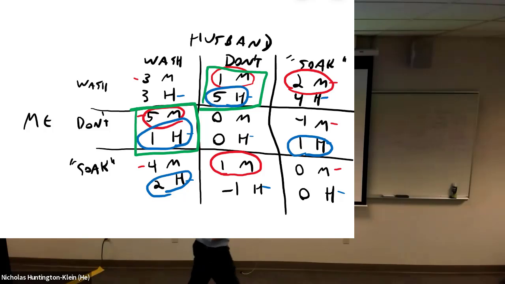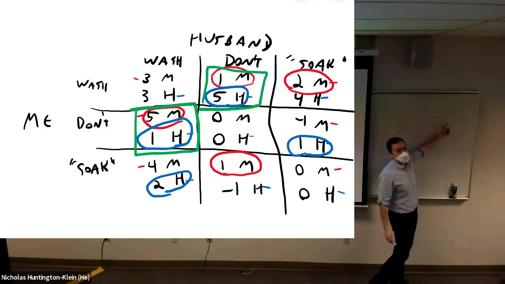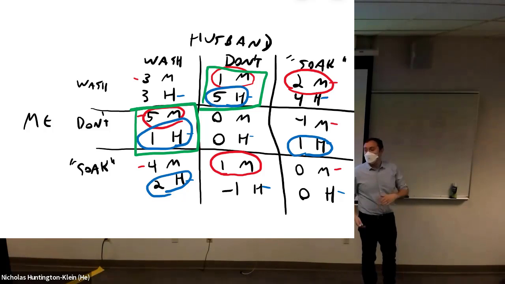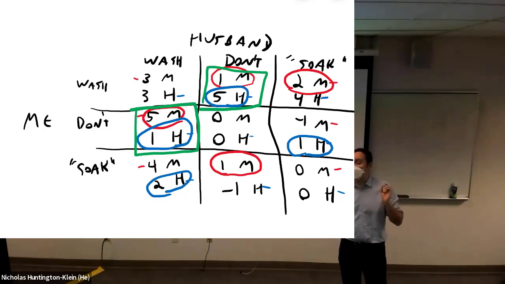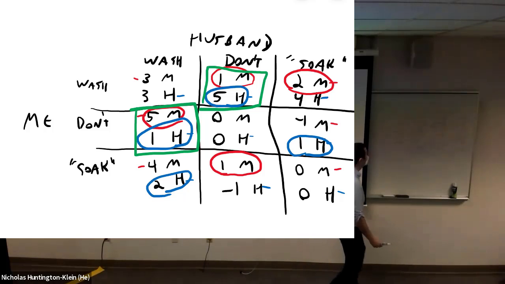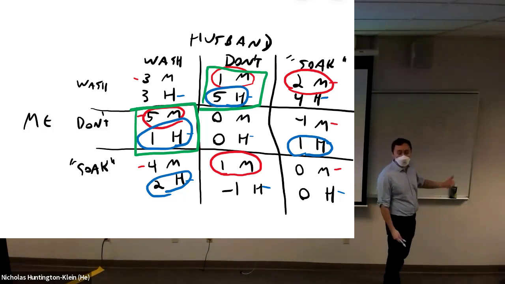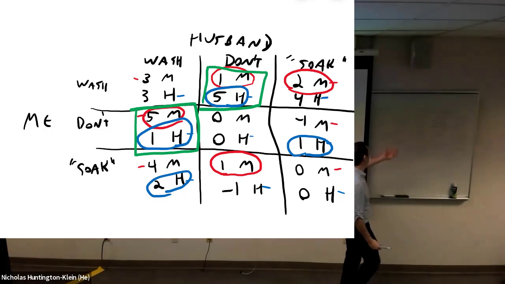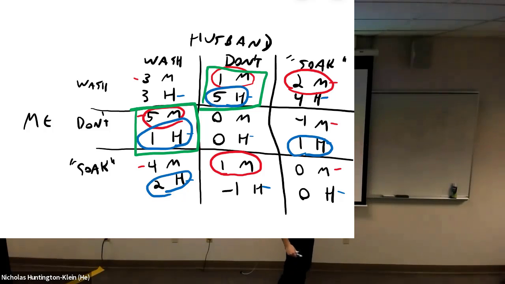That, of course, leaves the question, which one of these do we end up in? And the answer is Nash equilibrium does not tell us. It tells us that we're probably going to end up in one of these if we play it enough. Hopefully, for my sake, we end up in the one where he washes the dishes. Hopefully, for his sake, we end up in the one where I wash the dishes. But we might even end up in a situation where we switch back and forth as we play this game over and over. We'll talk about that next time.